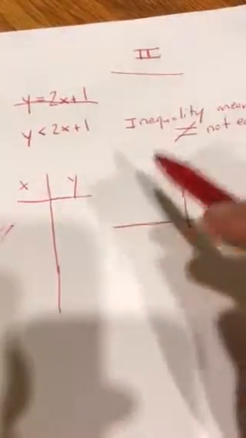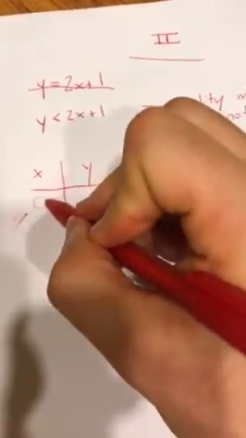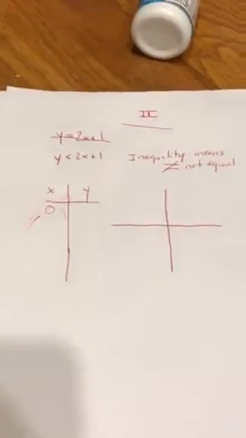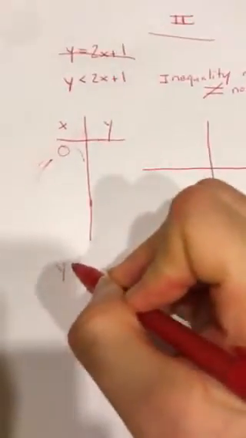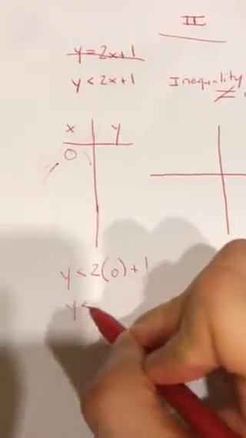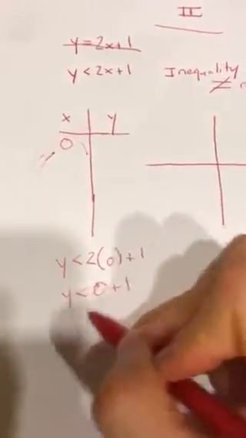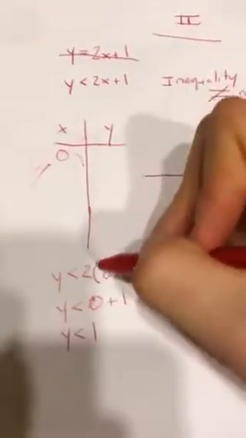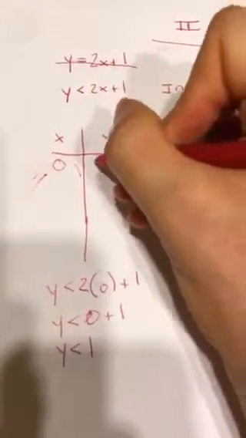When x is equal to 0, what is y equal to? I'm not going to take a whole bunch of time, because it should be the exact same thing as before, but I'll go back through again. So when x is equal to 0, y is less than 2 times 0 plus 1. Y is less than 0 plus 1. Y is less than 1. Whenever x is 0, y is anything that is less than 1.